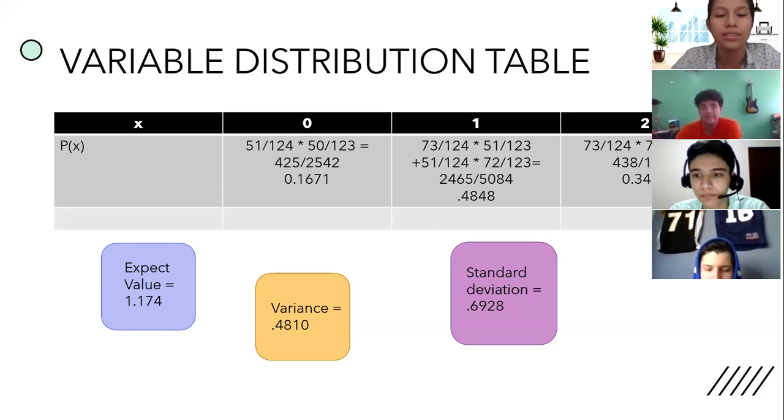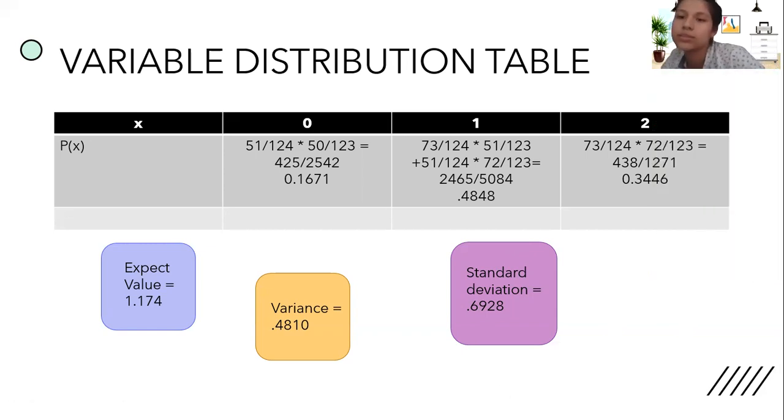And this same logic is applied to calculate the probability that two C2 are taken out, but with their respective probabilities, that is 73 out of 124 multiplied by 72 out of 123. That gives 438 out of 1,271.